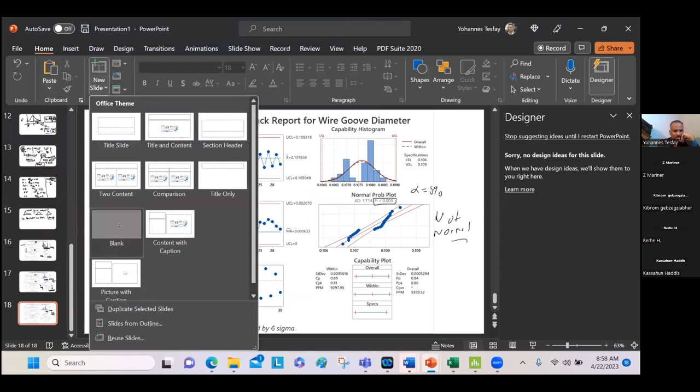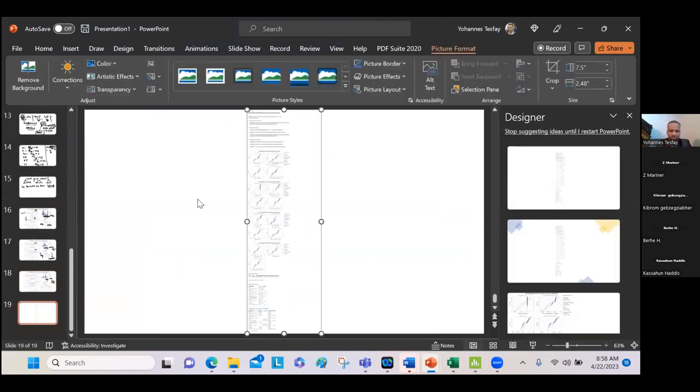Then here, just like this. Everything is going to be copied onto another.